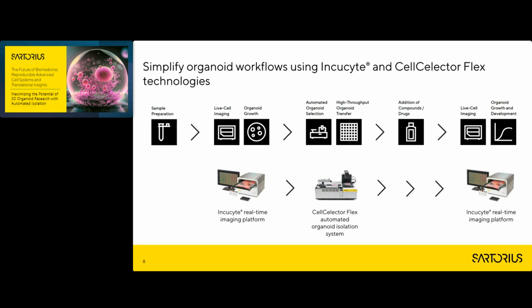When it comes to organoid isolation and transfer, automation can increase throughput and organoid viability while providing proper documentation and characterization of transferred organoids. Sartorius offers IncuSight, a live cell imaging platform for monitoring organoid response to treatments and also monitoring cell and organoid growth. As well, Sartorius offers an automated organoid isolation system called Cell Selector Flex, and we will be mainly focusing for the rest of the talk today on this specific platform.